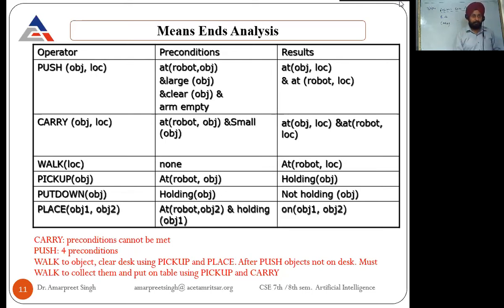That is also given. Applying carry also needs the object to carry and the location. So there should be the robot and the object, and carry will only be applied if it is a small object. Walking does not have any precondition; the robot can move anything. Pick up can only be done if the robot is there and the object is there, then the object can be picked up, and the arm should be empty. These are the preconditions and the results.